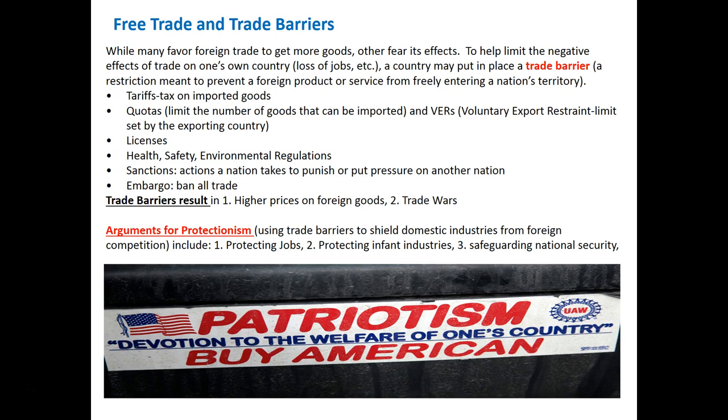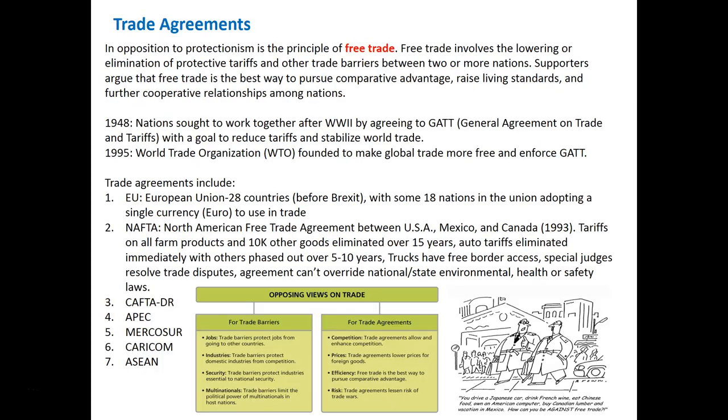A lot of times we do this with nations that we don't agree with, maybe their human rights record or those sorts of things. Usually this results in a higher price on foreign goods, and this can also result in a trade war, which is just kind of the back and forth of another nation that we're punishing through trade barriers will then turn around and try to do the same to us, and then we'll retaliate again and so forth. And that usually just means, again, higher prices, less opportunity to have more goods and services.